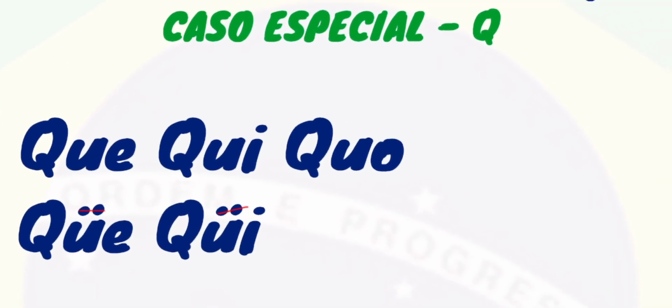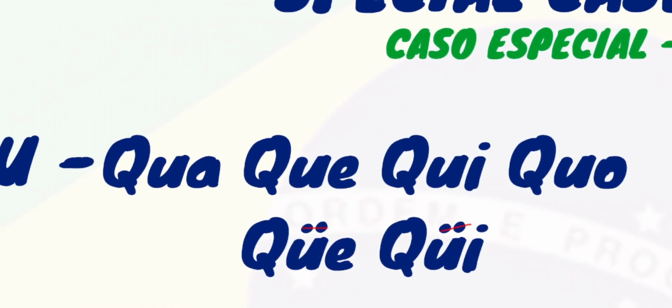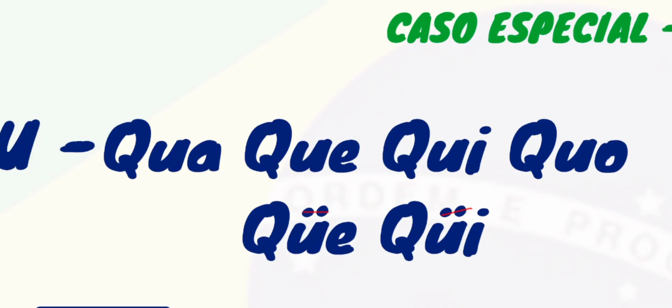We don't have Q because we already have the KU and the CU. And the K needs the U to work. So it can't have two U's. Kuhu. It will be strange. So we just have K, ke, ki, ko, like the K.